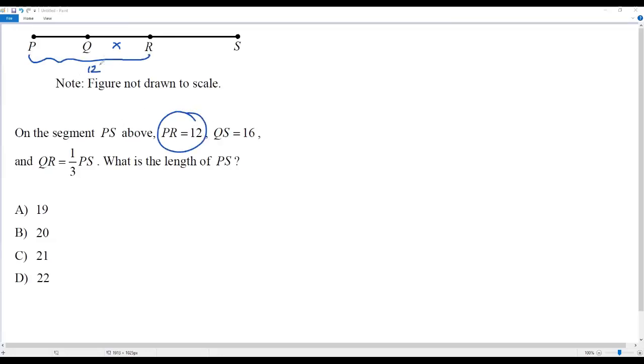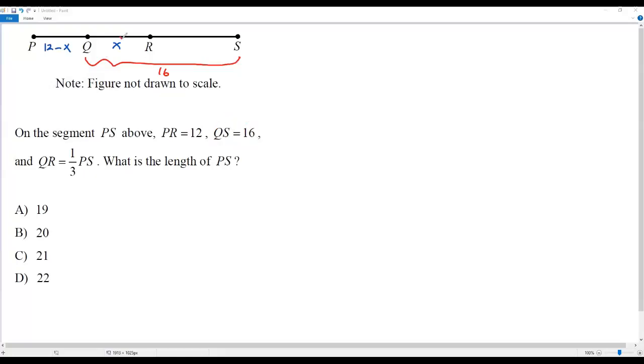If PR is 12 and the length of QR is X, then what is the length of PQ? It's very simple. We have to subtract this X from 12 to get the length of PQ. So PQ is 12 minus X. Already we know the length of QS, that is 16. It's given over here. QS is equal to 16.